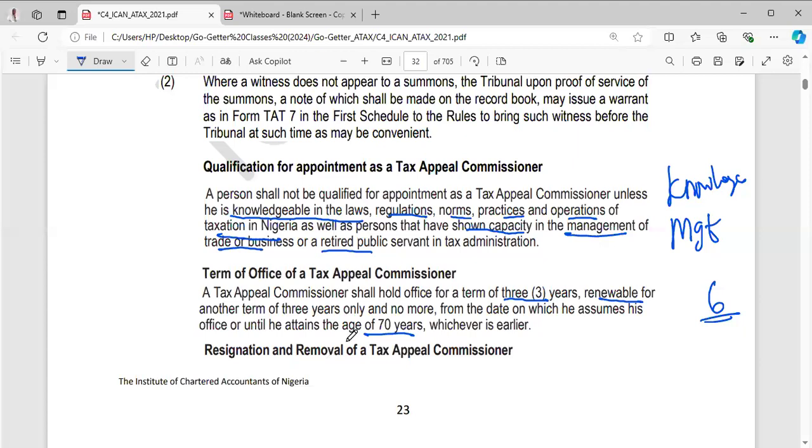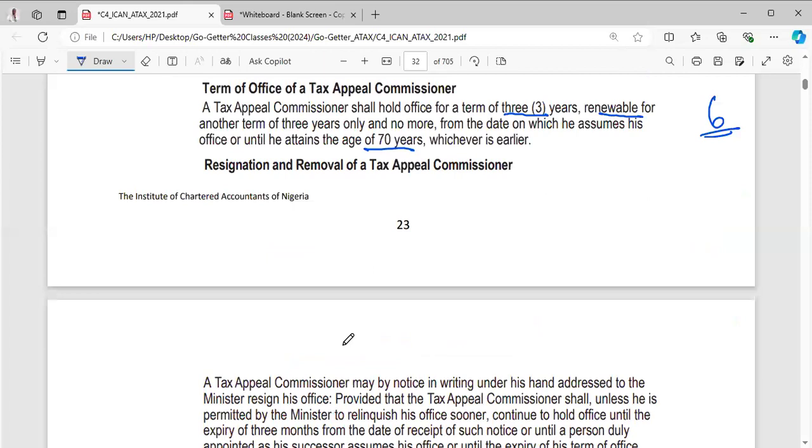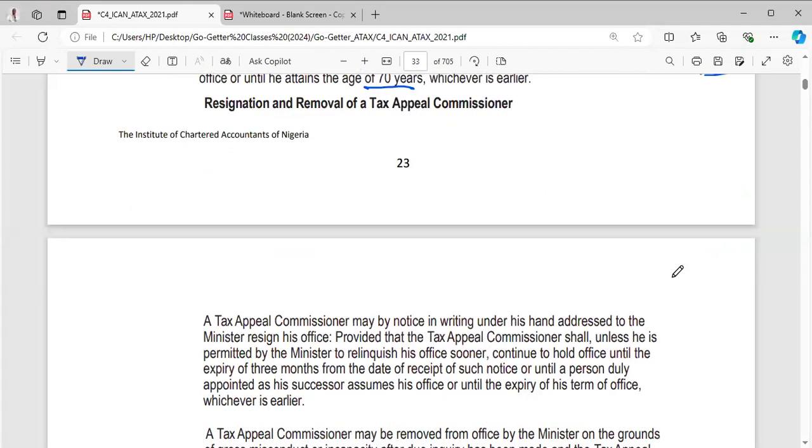Resignation and removal of a tax appeal commissioner. A tax appeal commissioner may, by notice in writing, resign his office, provided that the tax appeal commissioner shall, unless permitted by the minister to relinquish his office sooner, continue to hold office until the expiration of 3 months from the date of receipt of such notice, until a duly appointed person succeeds him, or until the expiration of his term, whichever is earlier.